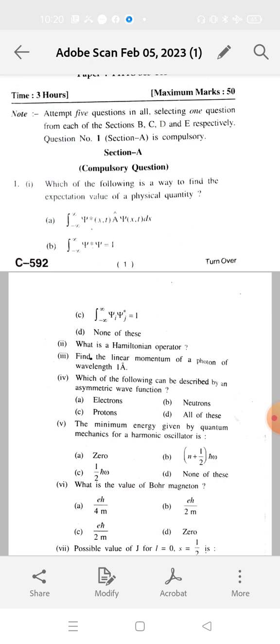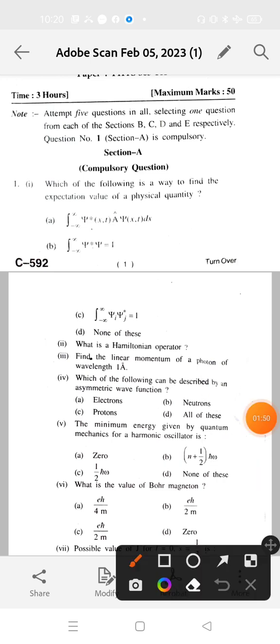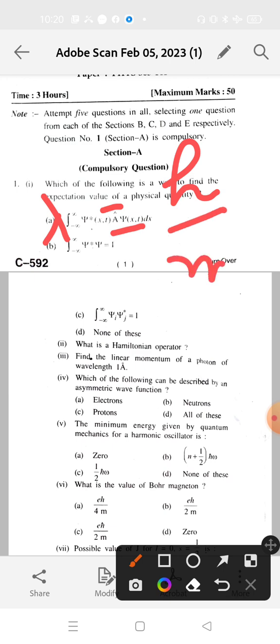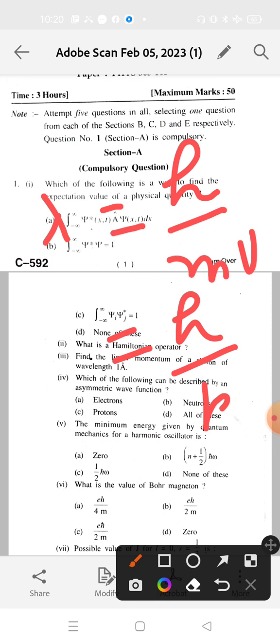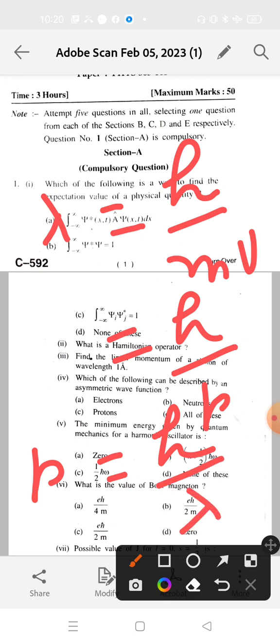Its third part is, find the linear momentum of a photon of wavelength. So we know the de Broglie equation, in which the wavelength of a particle is equal to h divided by mv. This mv is momentum, so lambda equals h upon p. We have to find momentum. So p is equal to h divided by lambda. h is Planck's constant and lambda here is 1 angstrom. So we have to convert units and then we can find out the value of linear momentum from this equation.